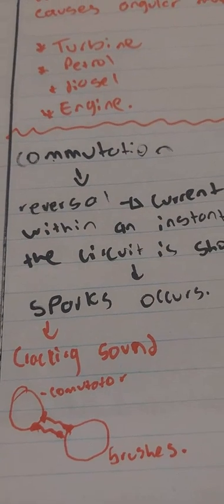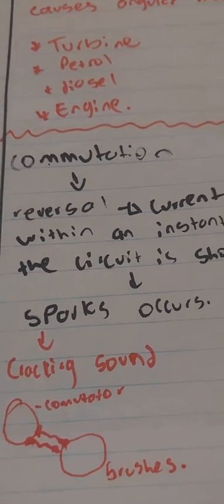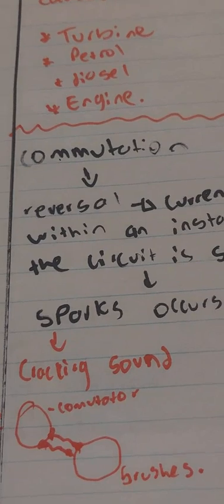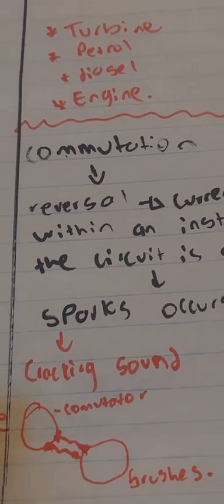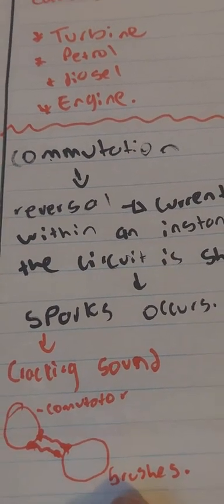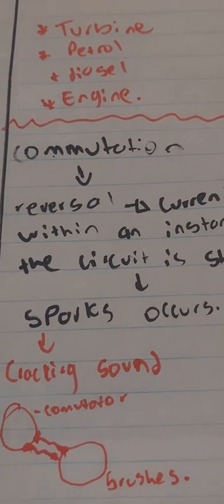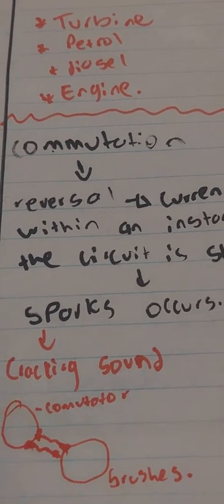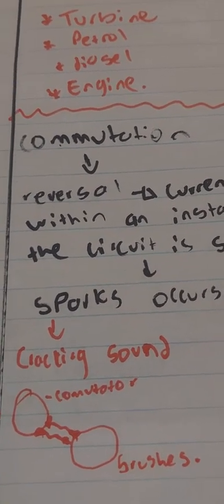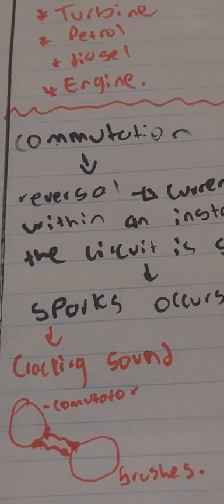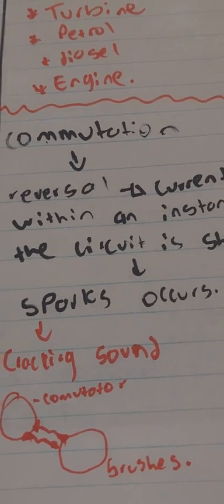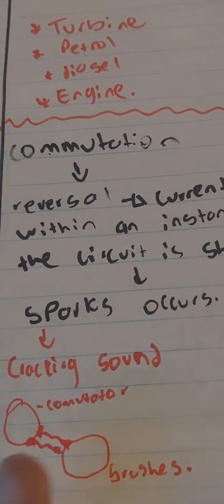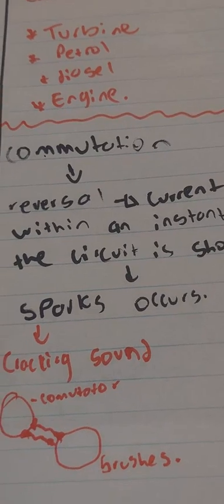Okay guys, to explain this in simpler terms, to summarize it, it basically means that energy jumps from a high potential region to a lower potential region. When it moves from high potential to lower potential, know that there is a current flowing between the commutator and the brushes. And when the current is about to leave the contact between commutator and brushes, or about to separate, it causes that cracking sound, which are the sparks, guys.